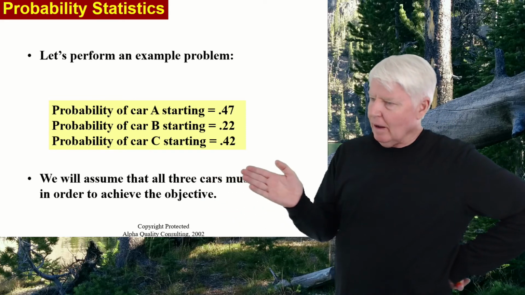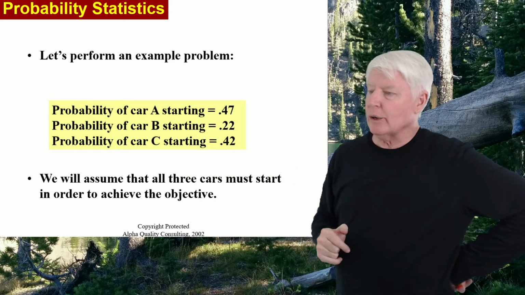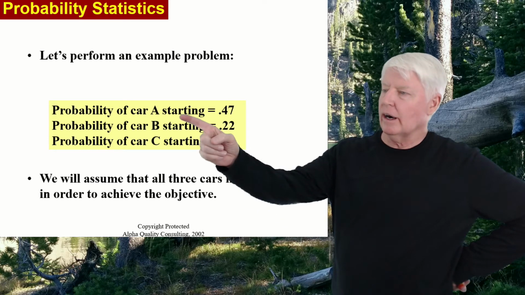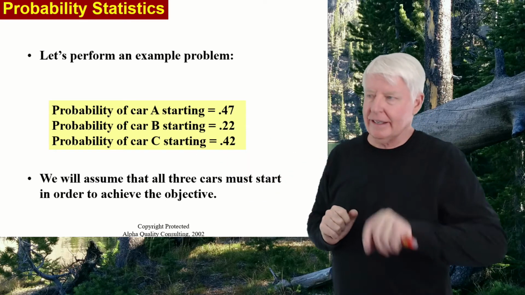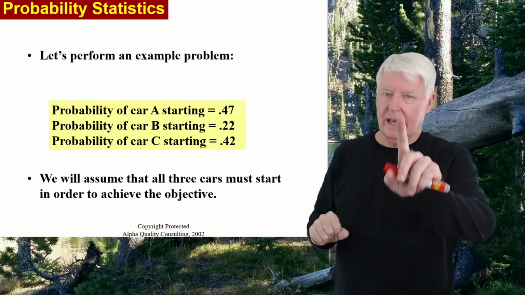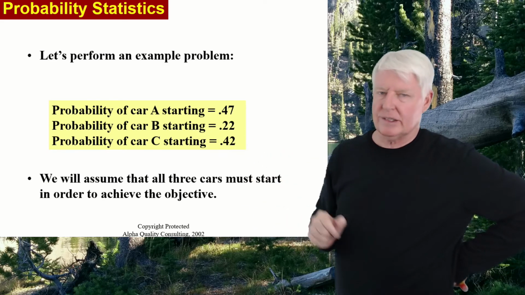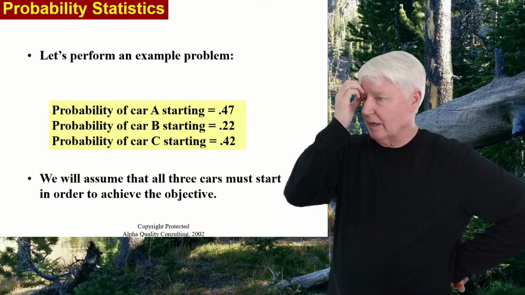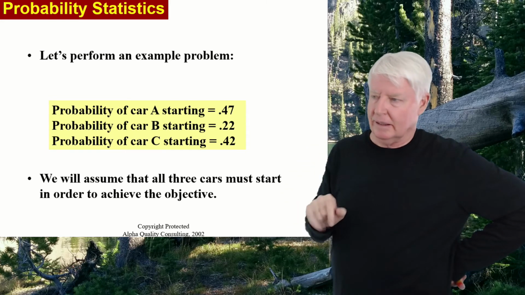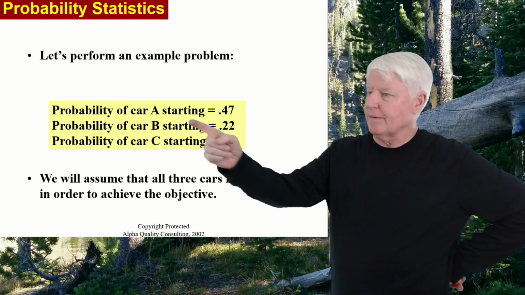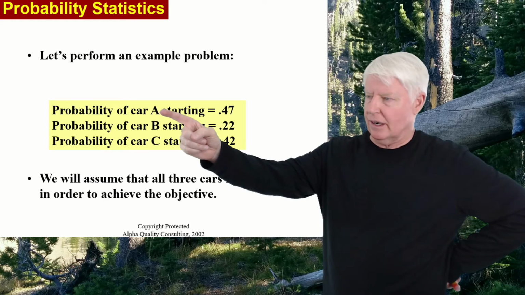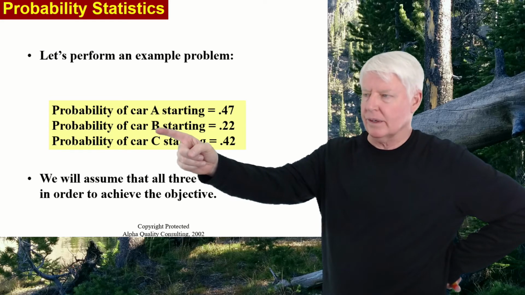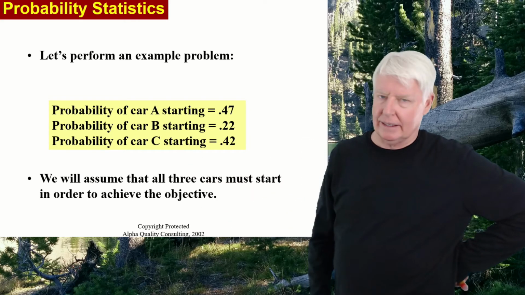We will assume that all three cars must start in order to reach our objective. What does that mean? Then car A must start, and car B must start, and car C must start. Car A and car B and car C must start. That's an and statement. Okay, are they independent? If car A starts or does not start, will it impact car B starting? No, it won't. Therefore, these are independent.